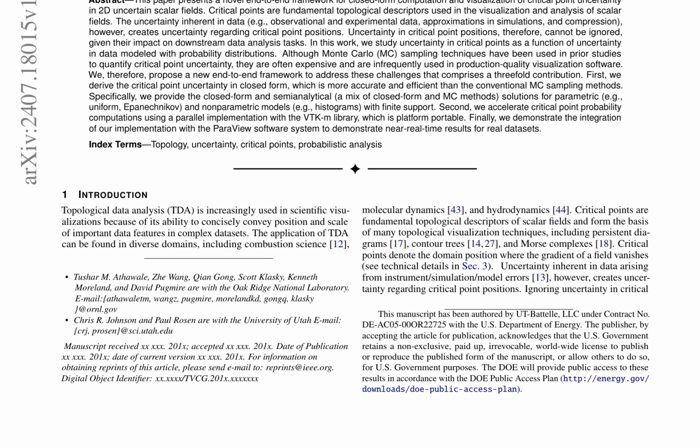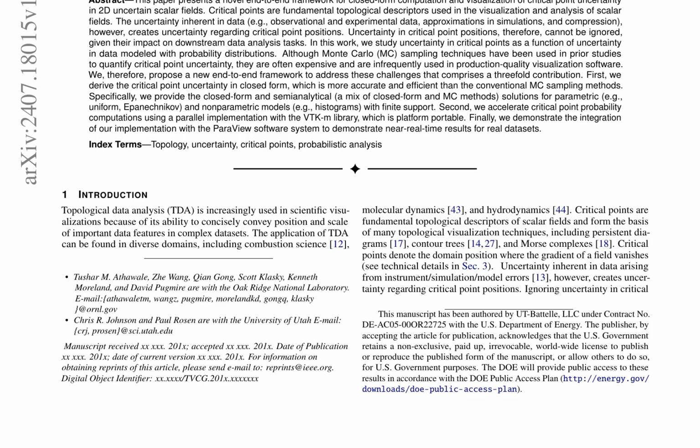The paper highlights the importance of quantifying and visually conveying uncertainty in critical points to prevent misinformation in topological visualizations and analysis. Previous studies have investigated uncertainty in critical points arising from uncertain scalar fields, including modeling noise in data with multivariate Gaussian distributions and deriving critical point probabilities using Monte Carlo sampling.